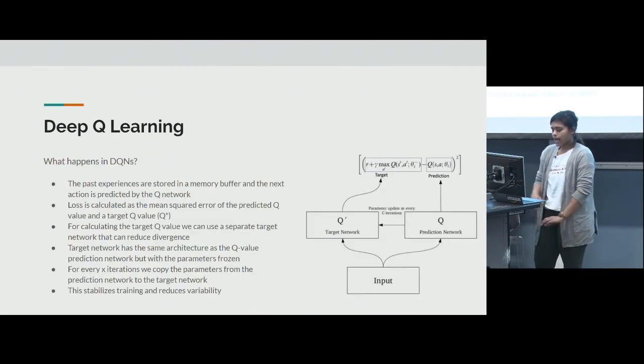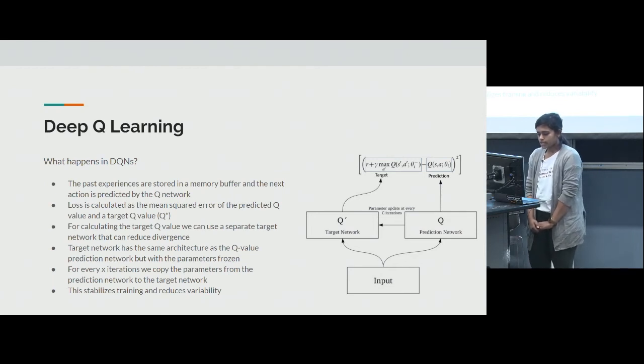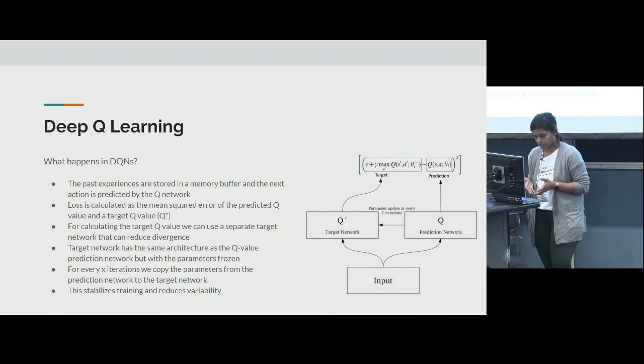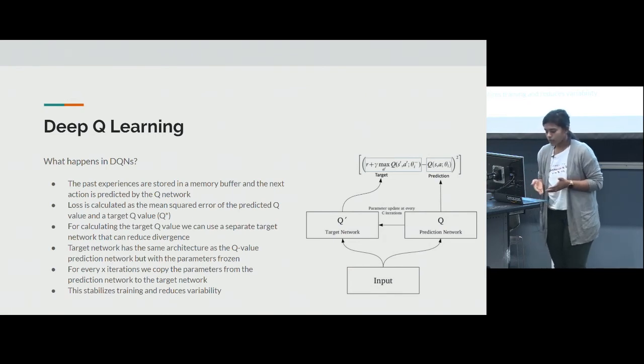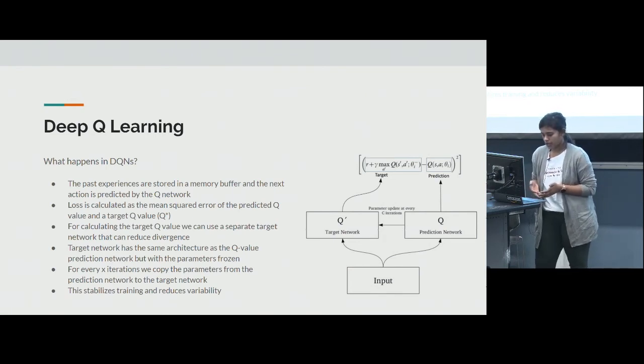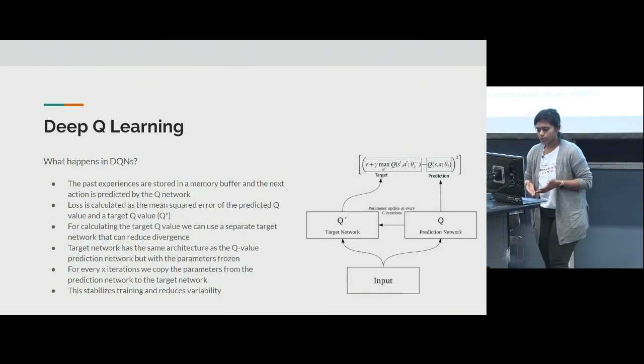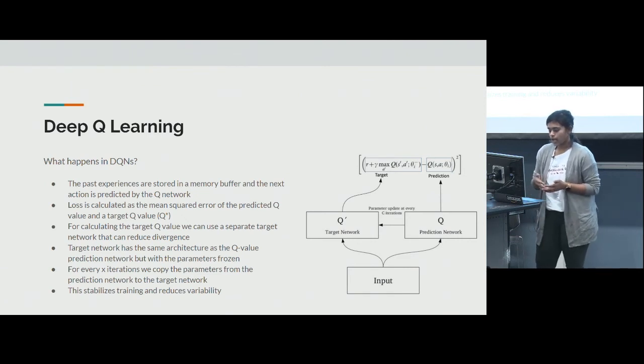So this is a very broad overview of what we do in deep Q learning. The past experiences are stored in a memory buffer, and the next action is predicted by a Q network instead of having a table. And then we calculate the loss as the mean squared error of the predicted Q value and a target Q value. Now you might be thinking, what is a target Q value, because we do not have any labels? For calculating the target Q value, we use a separate target network that can reduce the variance.